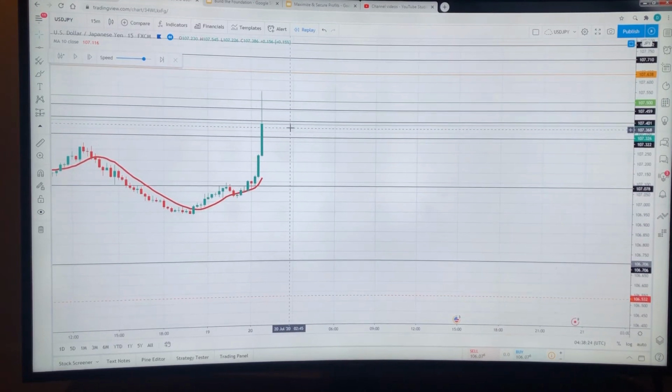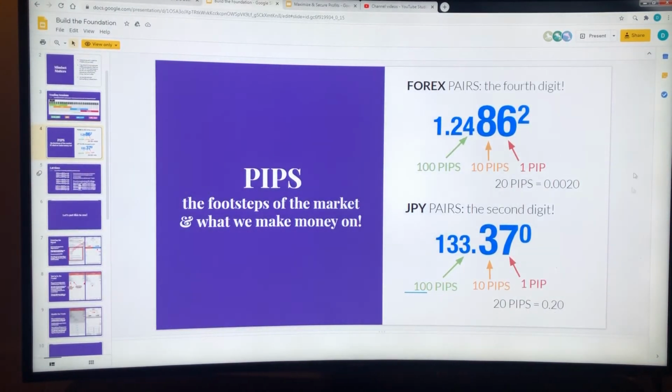Now let's get more into the introduction of pips. We're looking at, again, a USD and a JPY. This is a JPY pair, and this is how you count it. The two numbers after the decimal is the pips. So this number right here, 37. If it was 38, that means it went up into a buy, 1 pip. If it's 36, that means it went into a sell, 1 pip. These are the pips. This is what we count.